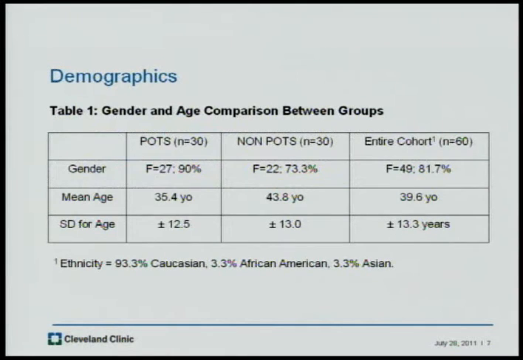Looking at the demographics now, we can see that females are dominant in this particular population. However, this does not deviate much between POTS patients and the control group. 90% females in the POTS group and 73% in the control group. In terms of mean age, also not much deviation, although there is some. POTS patients tended to be slightly younger. Finally, in terms of ethnicity, the cohort was preponderantly Caucasian, with small proportions being Asian and African American.